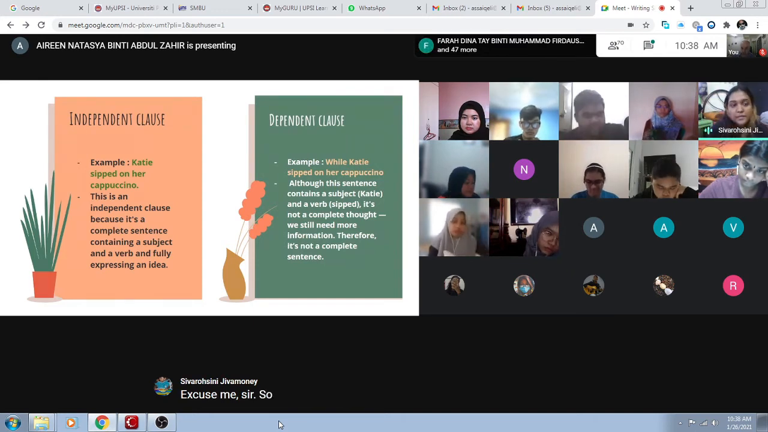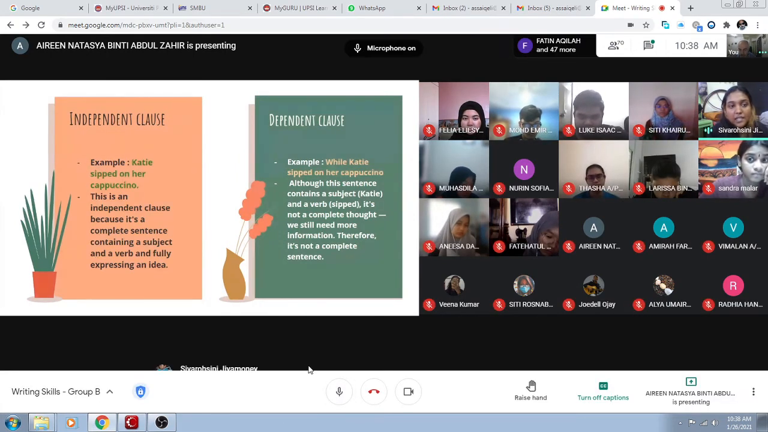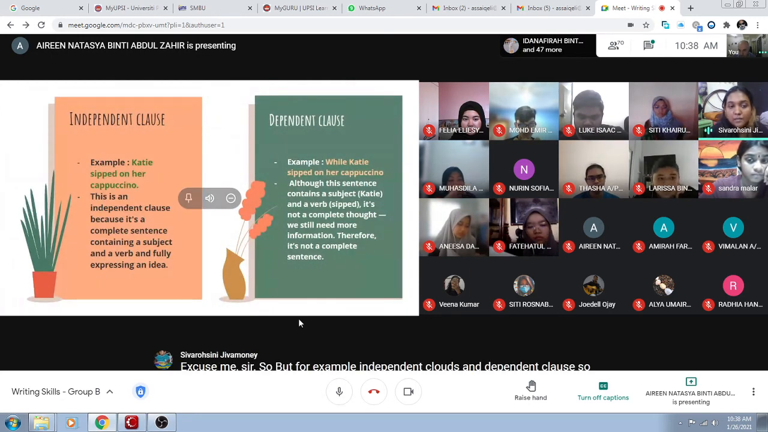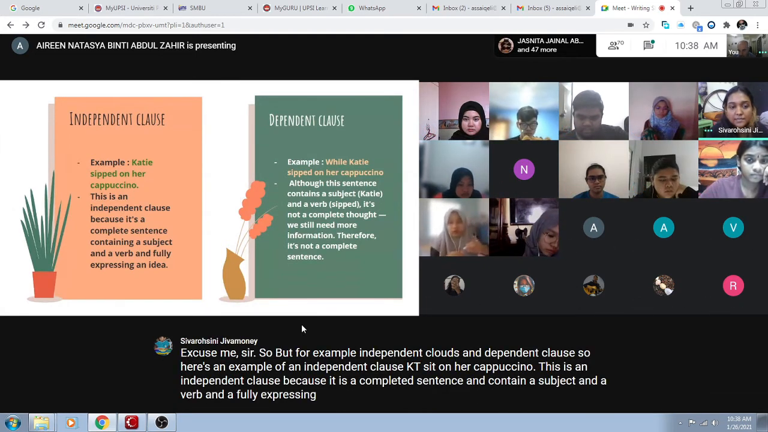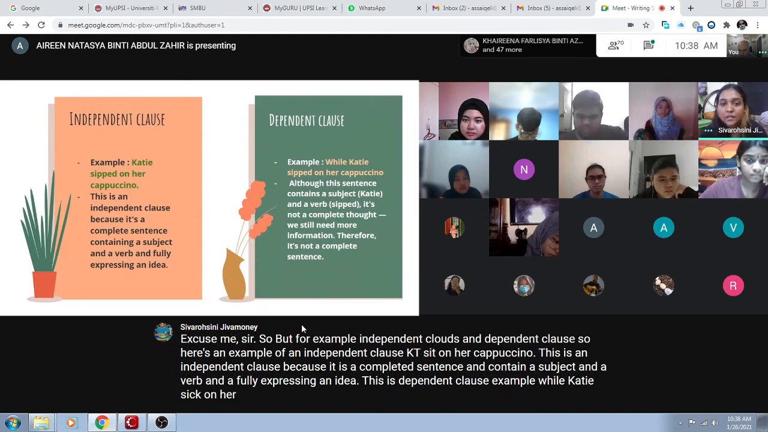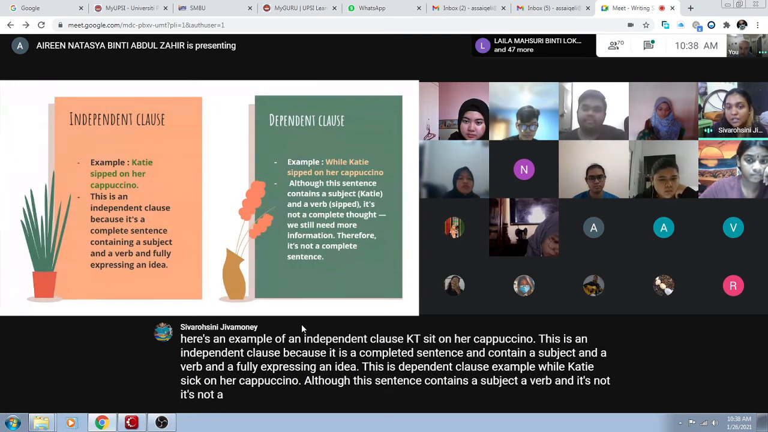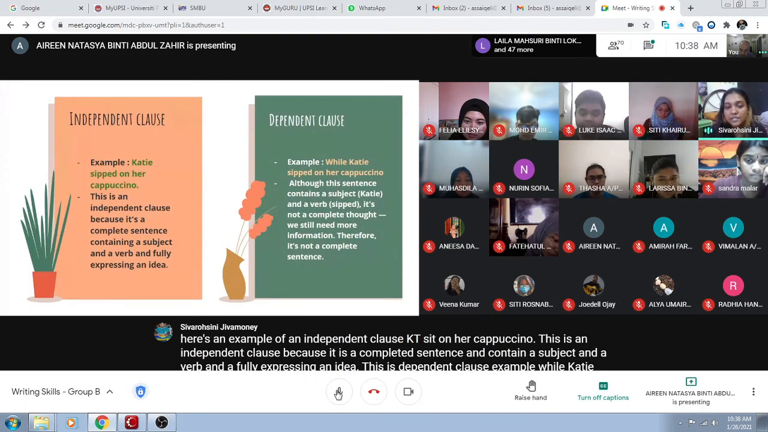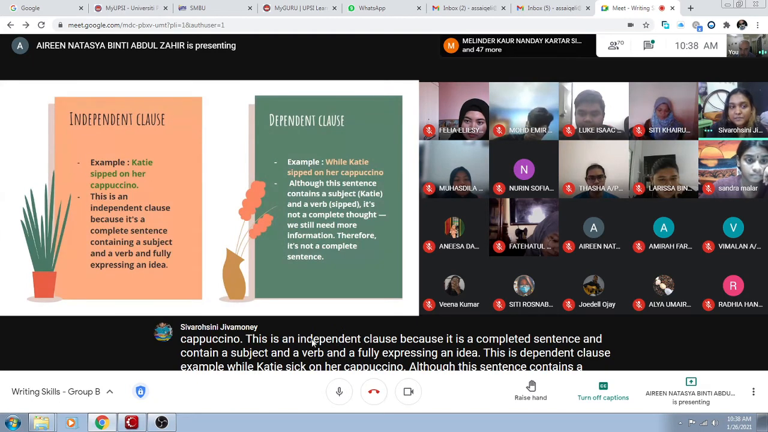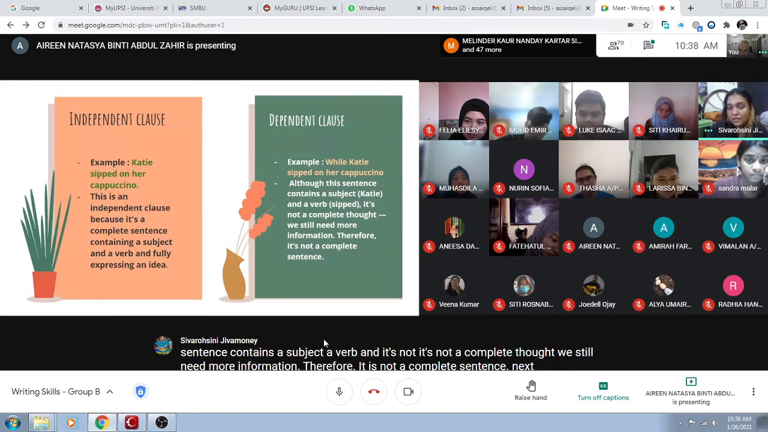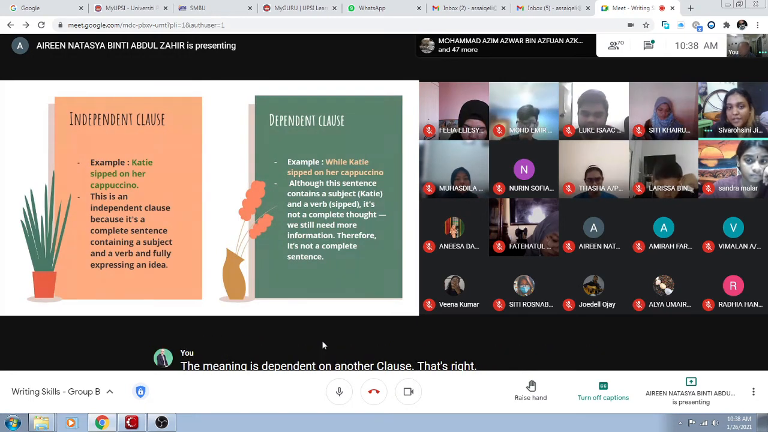So, for example, independent clause and dependent clause. Here's an example of an independent clause. Katie sipped on her cappuccino. This is an independent clause because it is a completed sentence and contains a subject and a verb, fully expressing an idea. This is a dependent clause. Example, while Katie sipped on her cappuccino. Although this contains a subject and a verb, it's not a complete thought. We still need more information, therefore it is not a complete sentence. The meaning is dependent on another clause. That's right. Yes. Next, please.